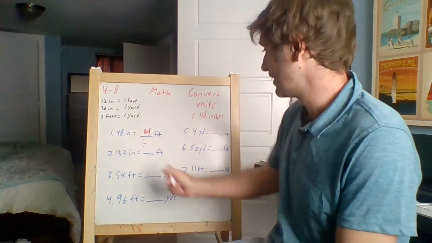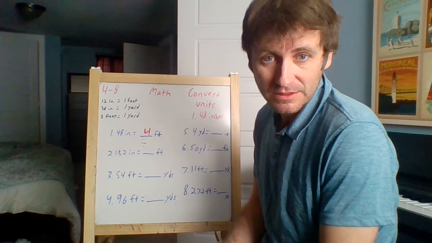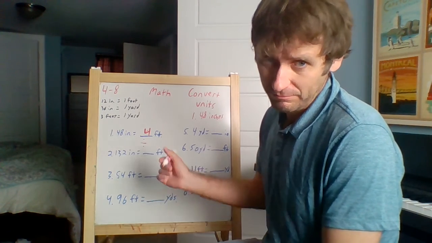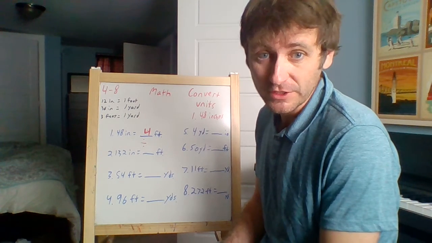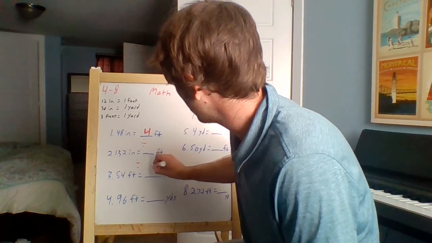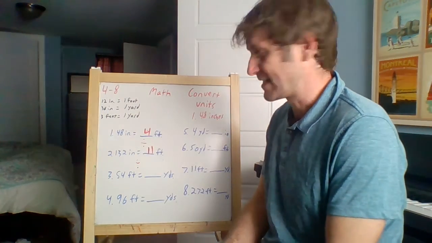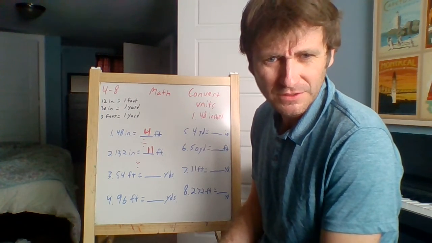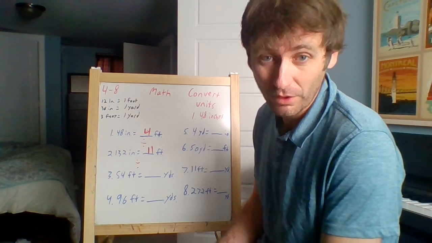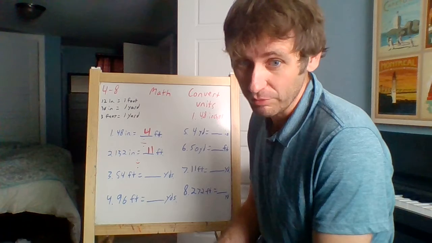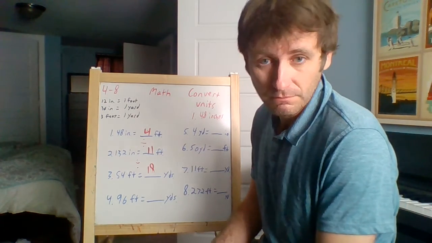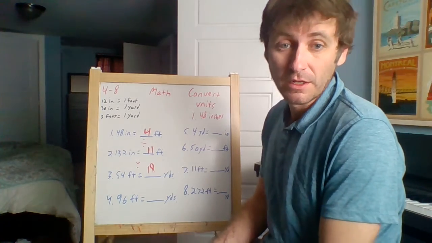We use division. 132 inches is how many feet? Well, how in the heck could we do that? Same thing. Inches in a foot, 132 divided by 12 is 11 feet. 54 feet is how many yards? How can we do that? 3 feet in a yard. Well, again, 54 divided by 3. If you play 3 rounds of golf, you have 18 yards. 18 times 3 is 54.